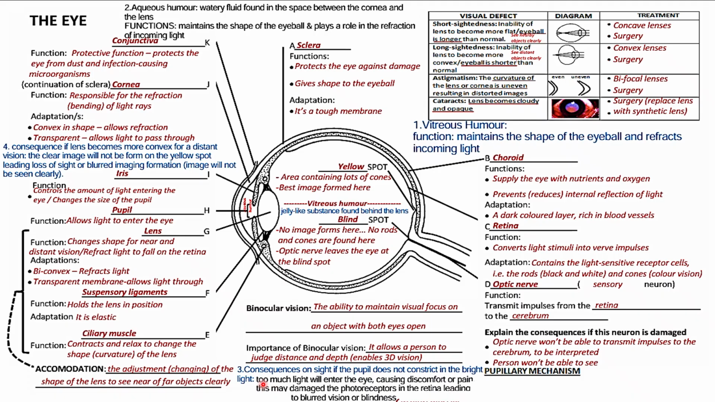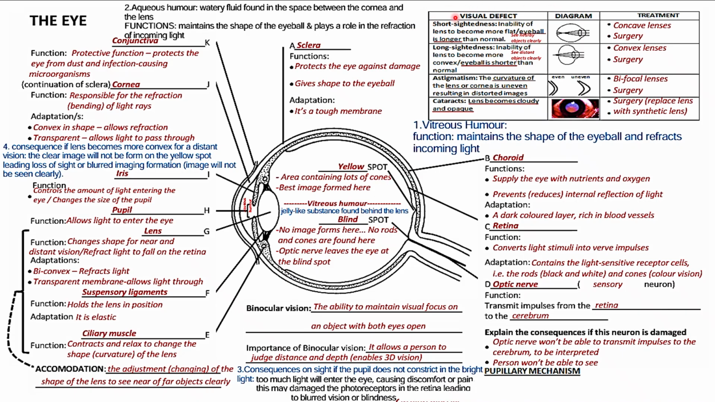Why should that be the case? This is because if it does not become smaller, or if it does not constrict, as it is written here, too much light will enter the eye, causing discomfort or pain. This may damage the photoreceptors in the retina, thus leading to blurred vision, or if possible, blindness. So we are going to explore this mechanism. This is what forms part of what is called the pupillary mechanism.